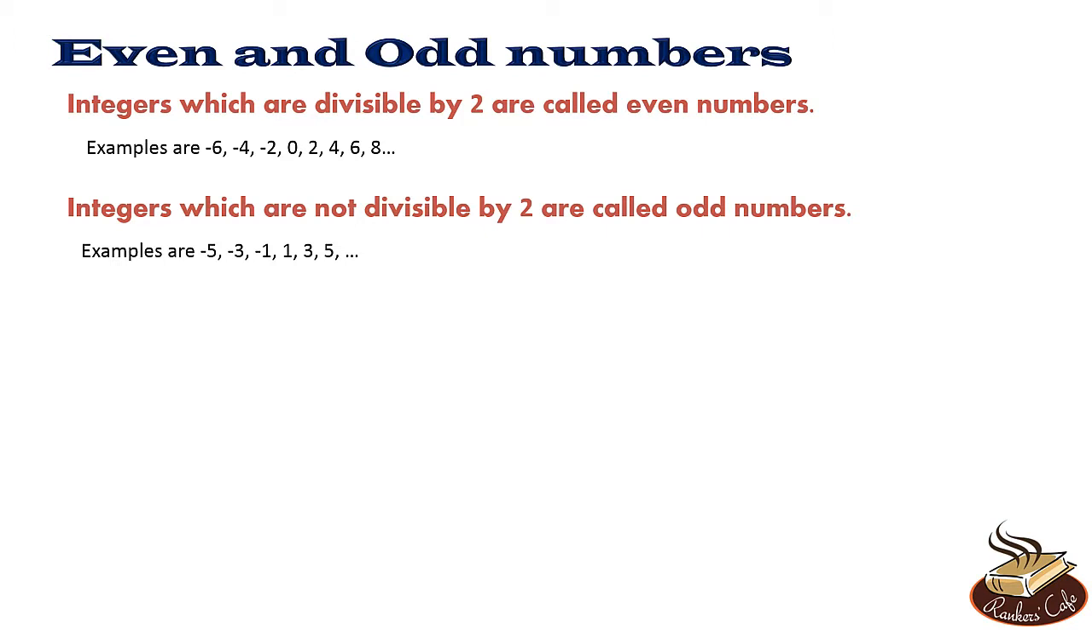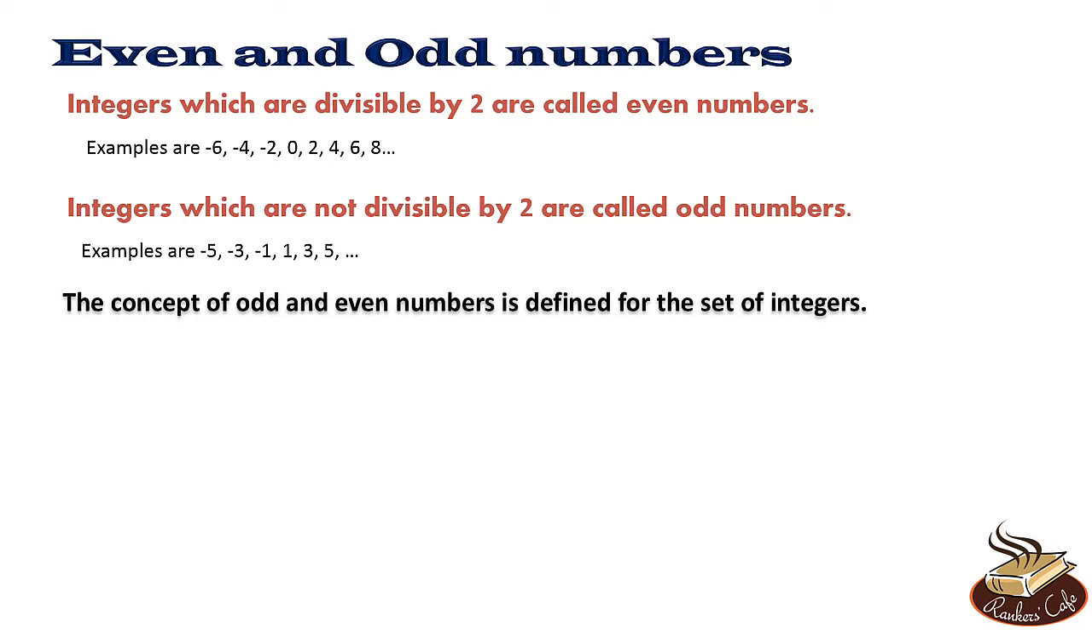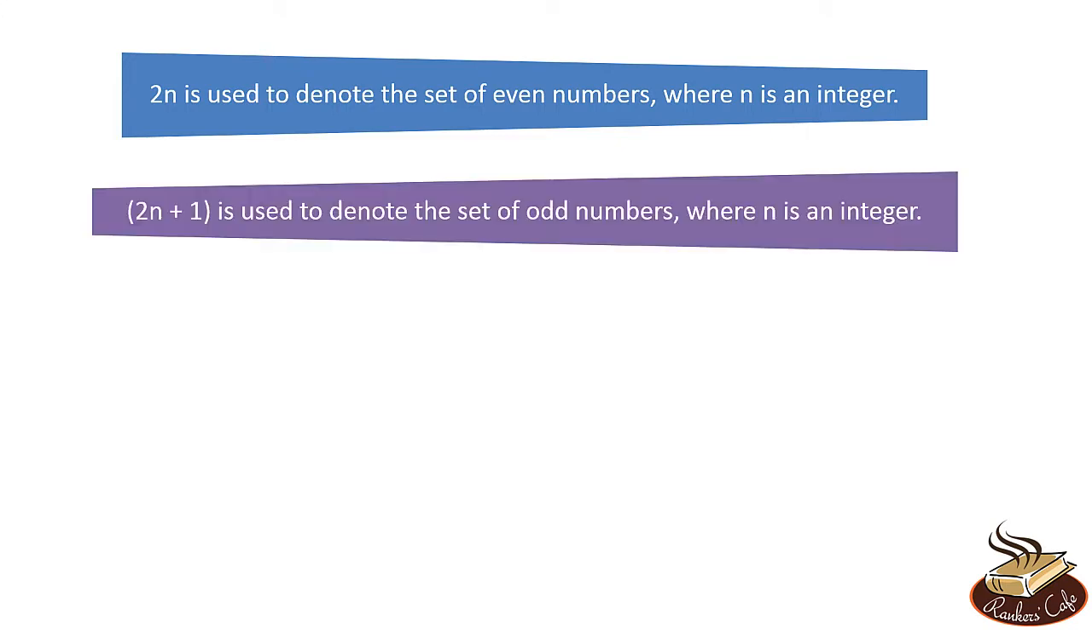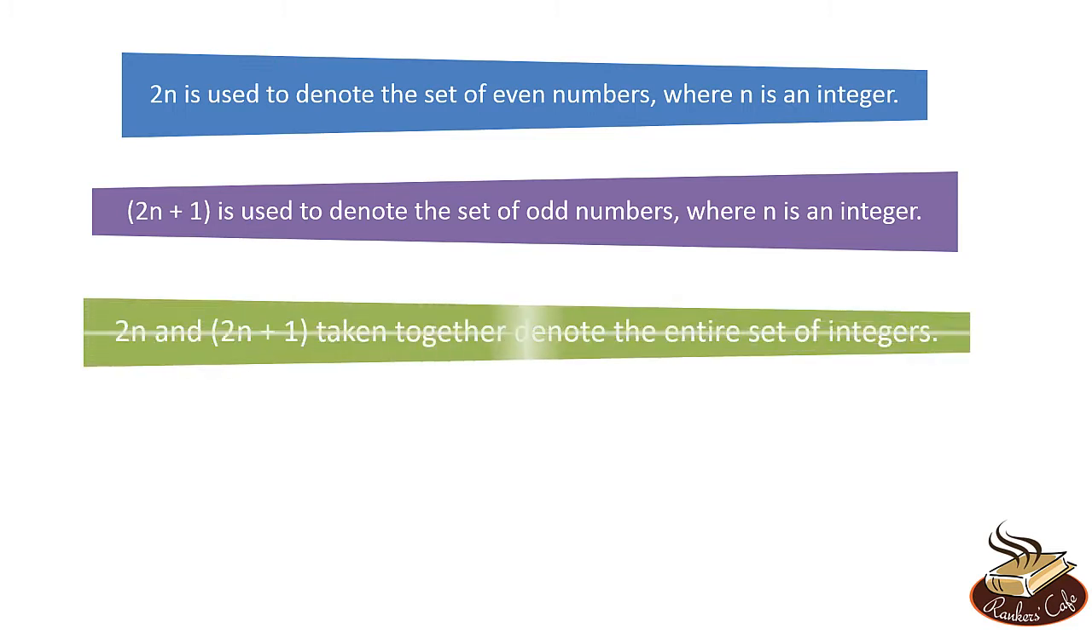Negative integers are also classified as odds or evens. So the concept of odd and even numbers is defined for the set of integers, not only for the set of natural numbers. This is an important property to note. And 0 is an even number. 2n is used to denote the set of even numbers, where n is an integer. 2n plus 1 is used to denote the set of odd numbers, where n is an integer again. Hence, 2n and 2n plus 1 taken together denote the entire set of integers.